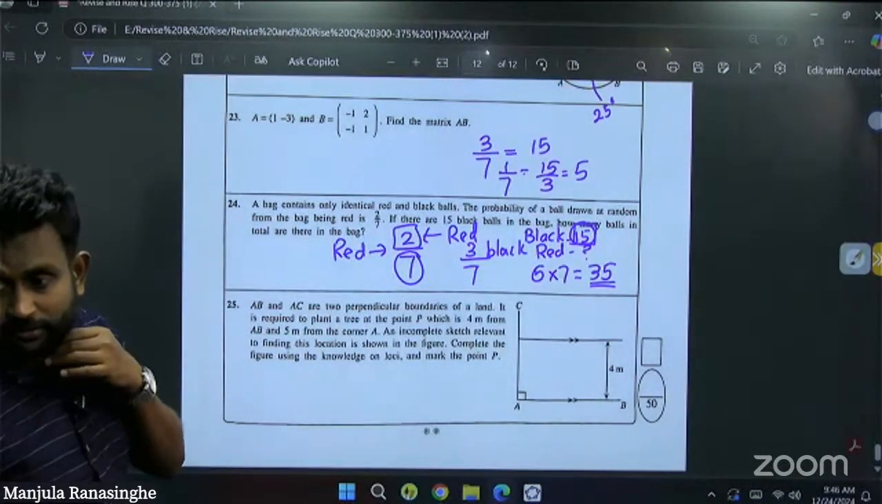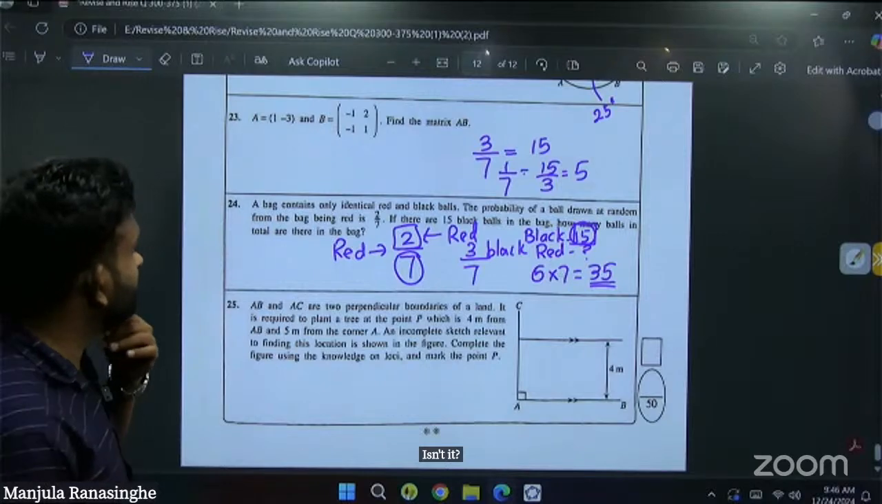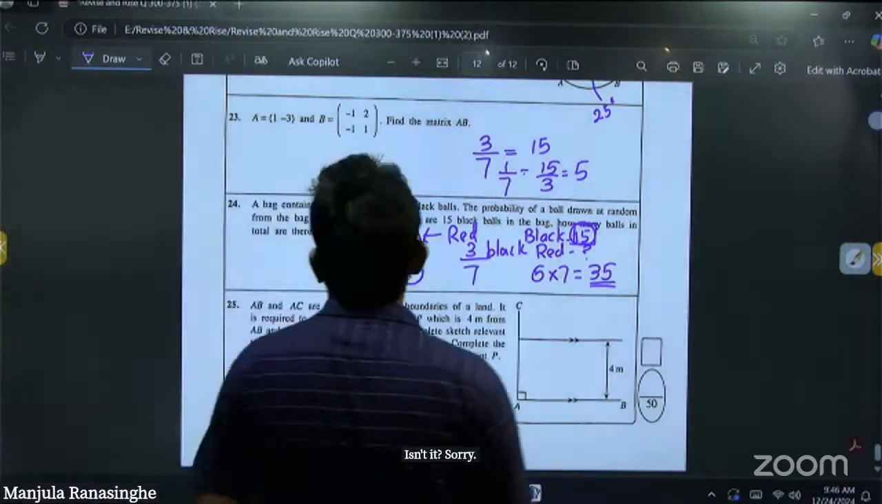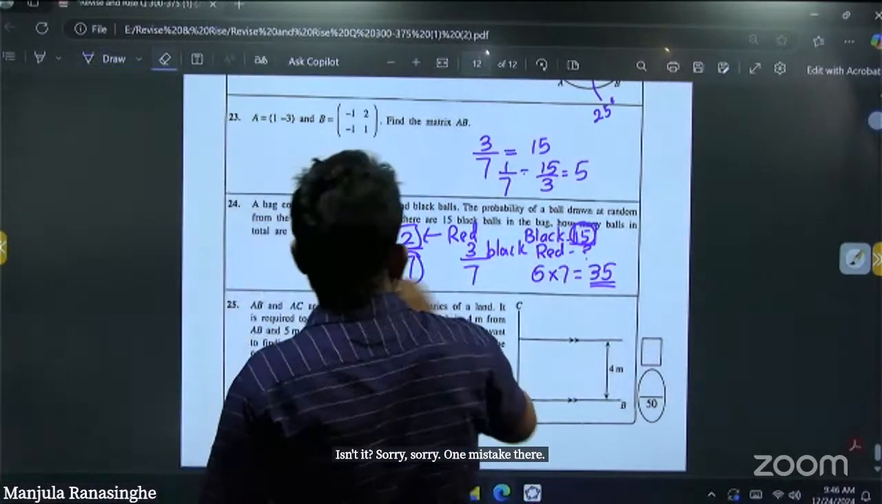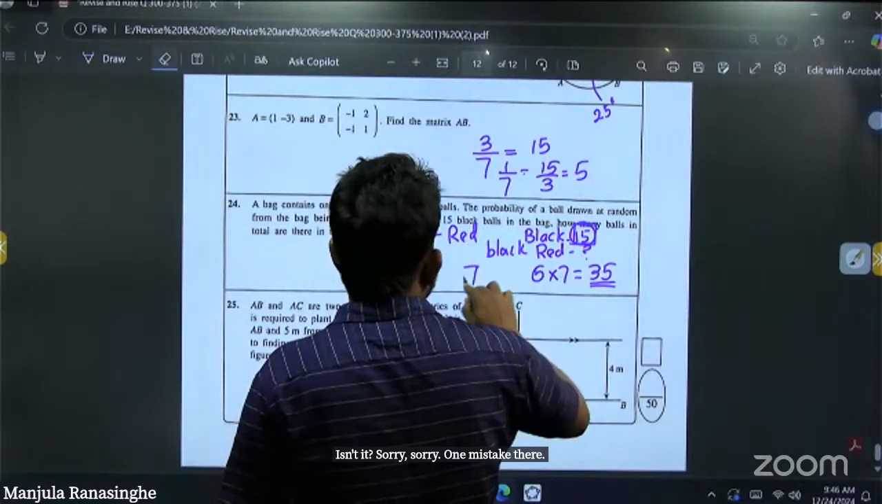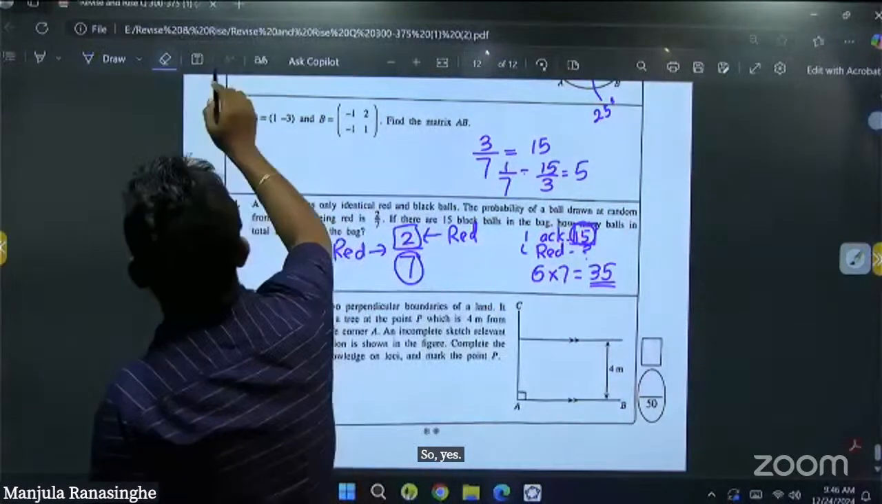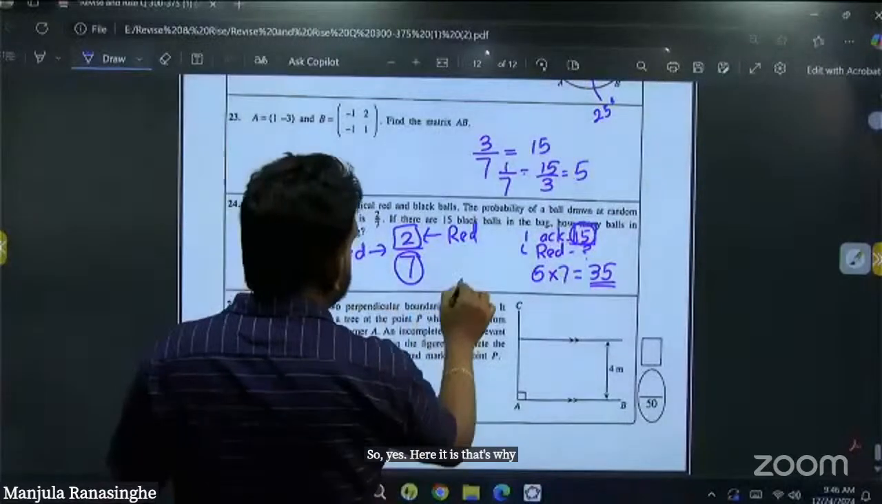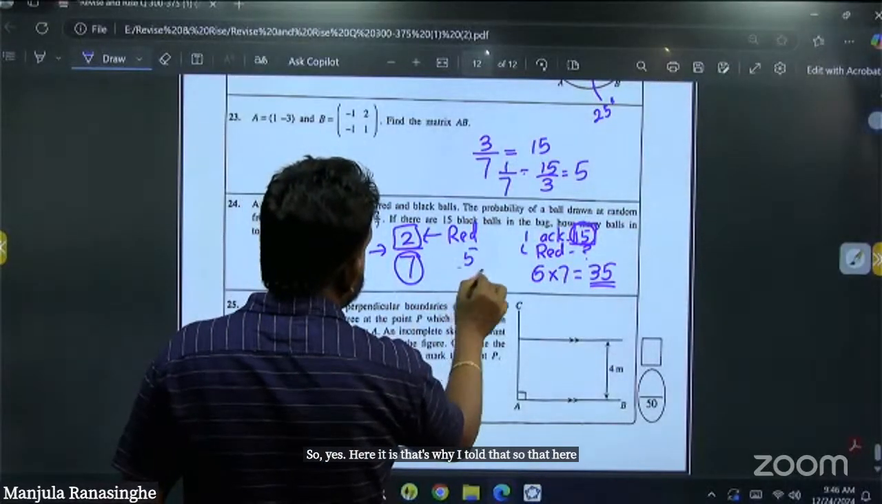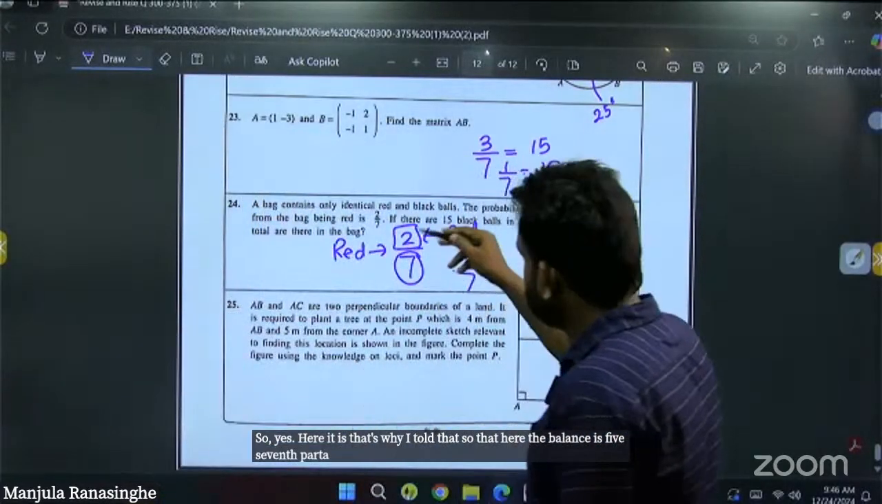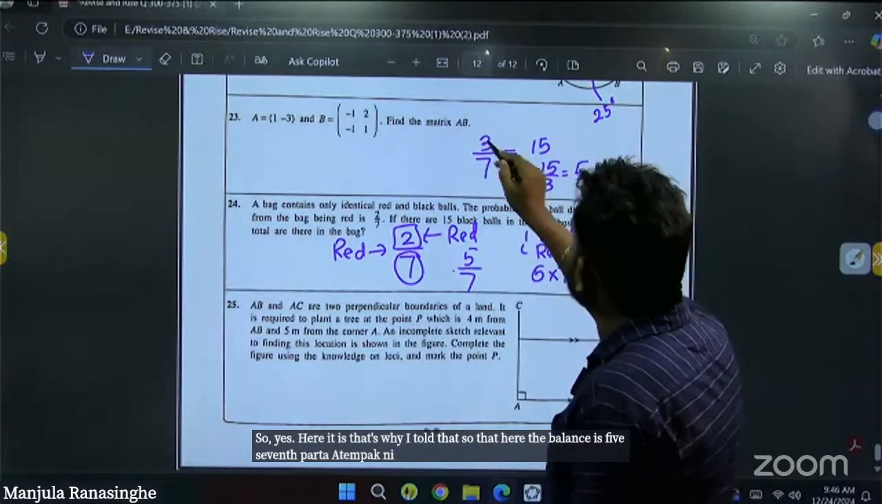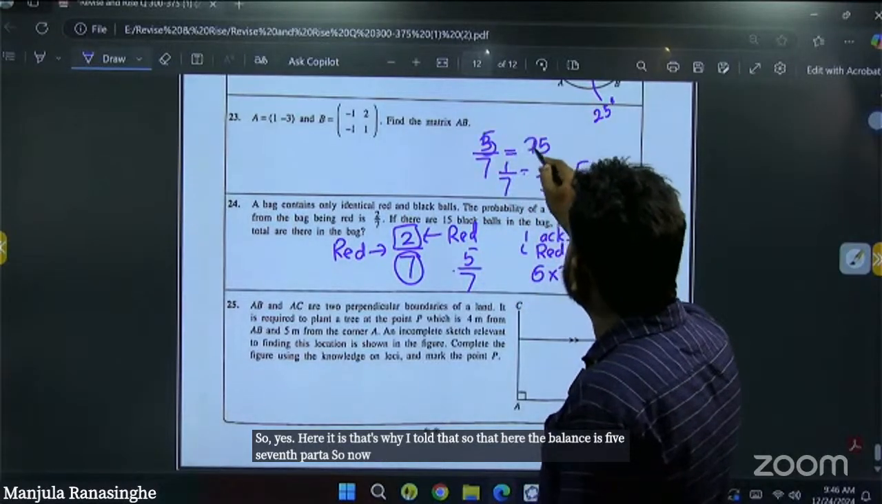Sorry, one mistake there. That's why I told that the balance is 5/7 part. So now 5/7 part is 35.